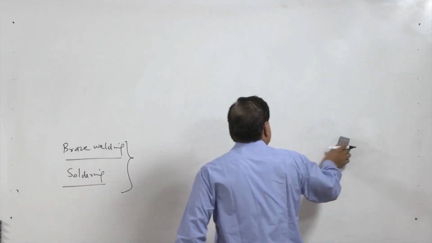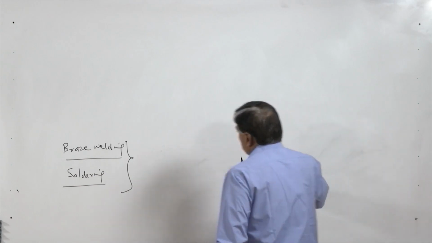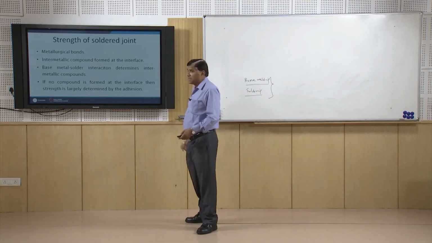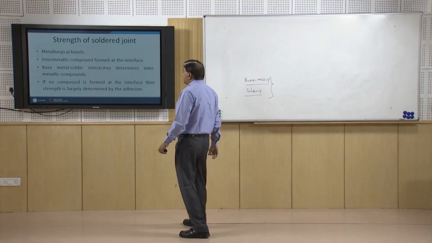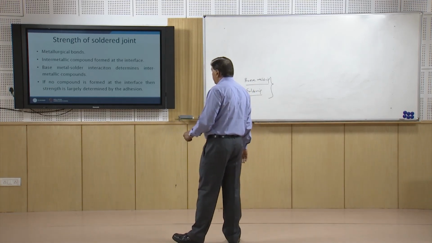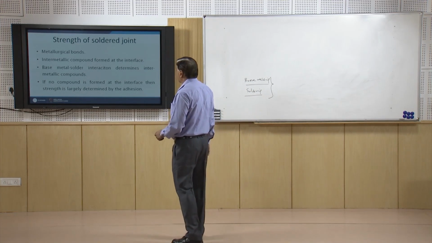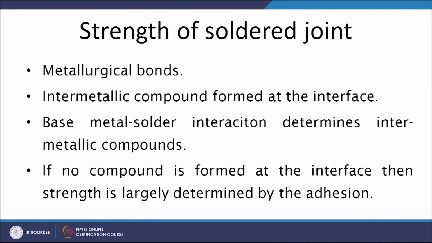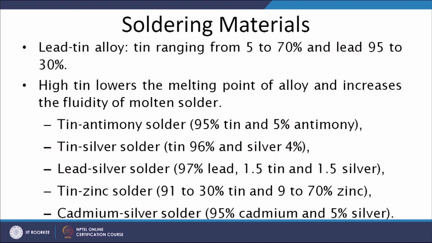But in fact, since the filler metal is a solder which itself is of low strength, not very high strength of the joint is obtained in this case. So, when no compound is formed at the interface, then strength is largely governed by adhesion, and the base metal solder interaction determines the intermetallic compound formation, and if intermetallic compounds are formed at the interface, then normally a good metallurgical bond is obtained.